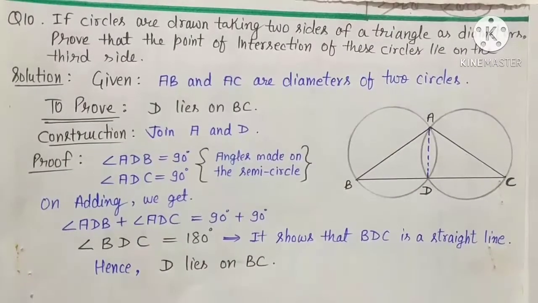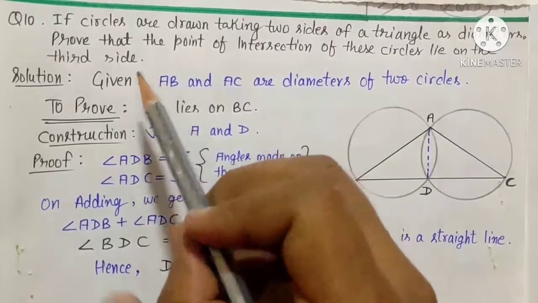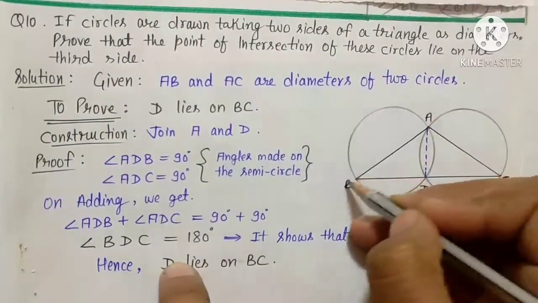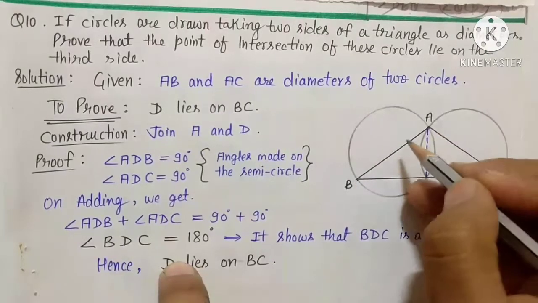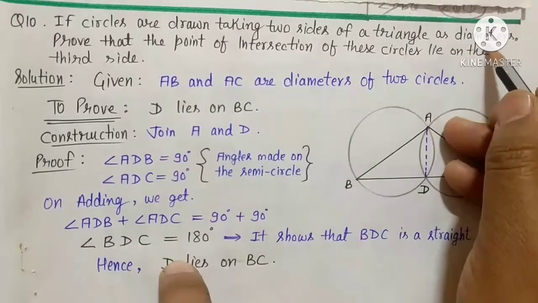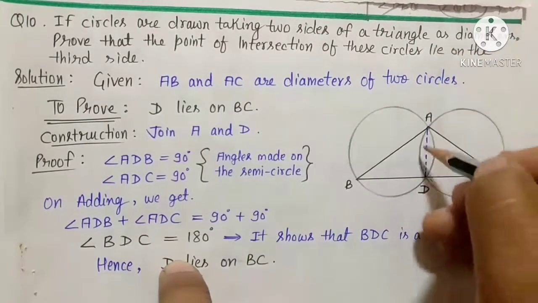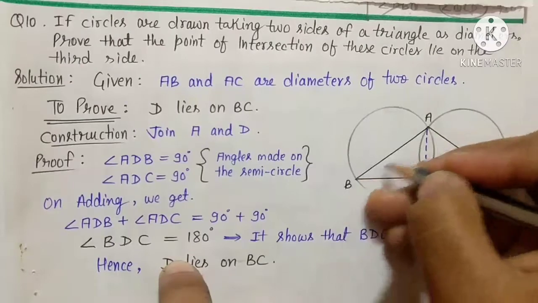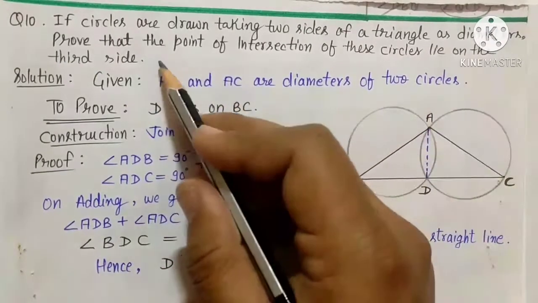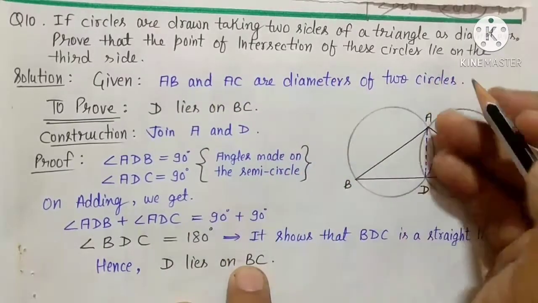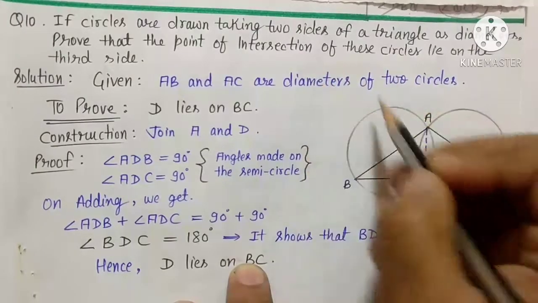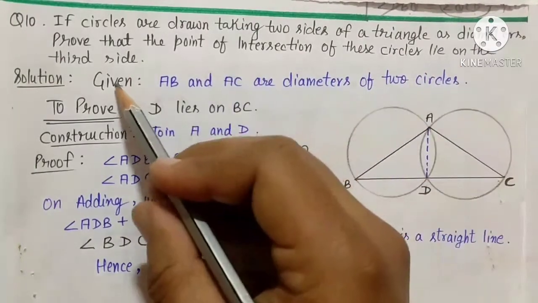Now move to question number 10 of this exercise, which says that if circles are drawn taking two sides of a triangle, we have taken one triangle as you can see here, ABC, and we are taking two sides AB and AC as diameters, as given in the question. We have to draw two circles and prove that the point of intersection of these circles, A and D, lies on the third side.